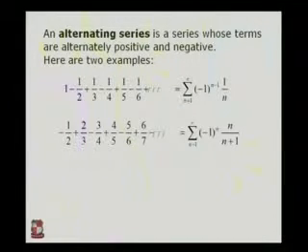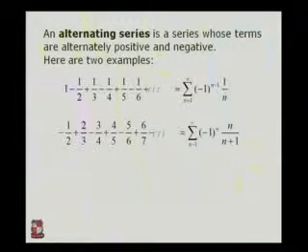1 upon 2, 1 upon 3, 1 upon 4, like that. And the second is minus 1 upon 2 plus 2 by 3 minus 3 by 4 plus 4 by 5, which is sigma n equals 1 to infinity, minus 1 raised to n upon n plus 1. So both series are alternating series as all the terms are alternatively positive and negative. Here minus 1 raised to n minus 1 or minus 1 raised to n is just to indicate the sign, that in this series all terms are coming alternatively positive and negative.